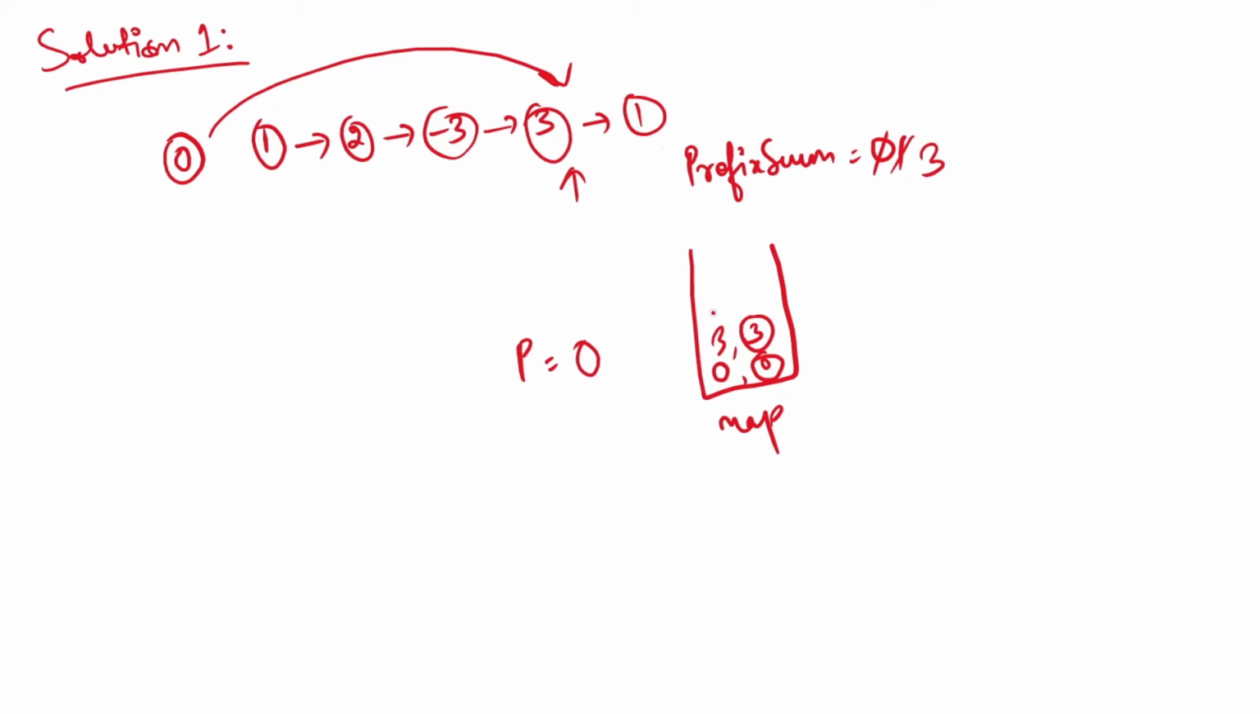Now we will put 1 here. That is 3 plus 1, 4. So we will put 4 here and node 1. And finally our list is gone. List is completed. So we will return.